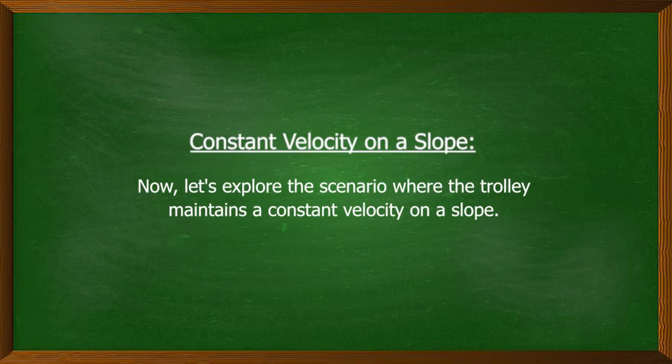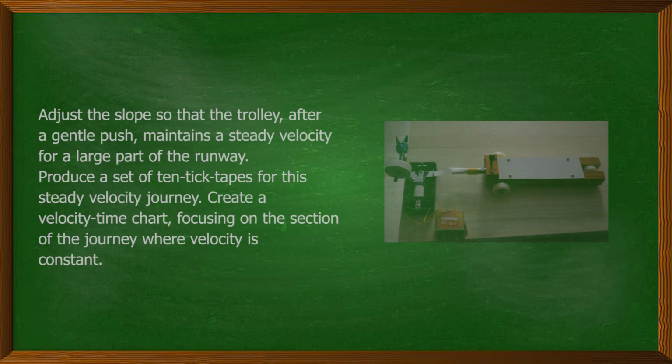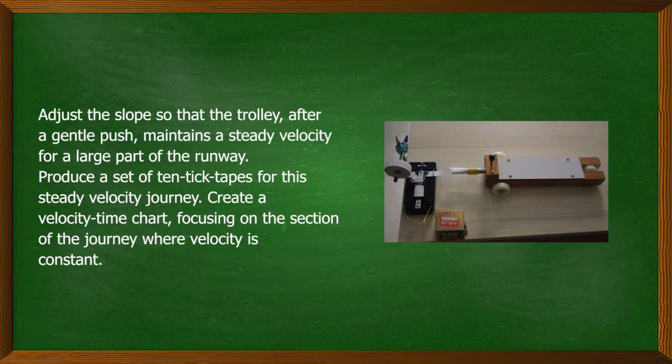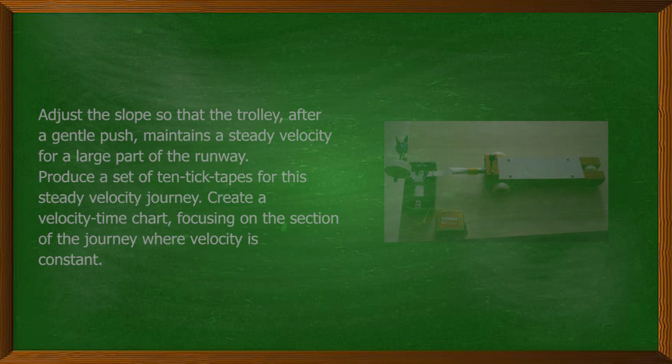Now, let's explore the scenario where the trolley maintains a constant velocity on a slope. Adjust the slope so that the trolley, after a gentle push, maintains a steady velocity for a large part of the runway. Produce a set of 10 ticker tapes for this steady velocity journey. Create a velocity time chart, focusing on the section of the journey where velocity is constant.